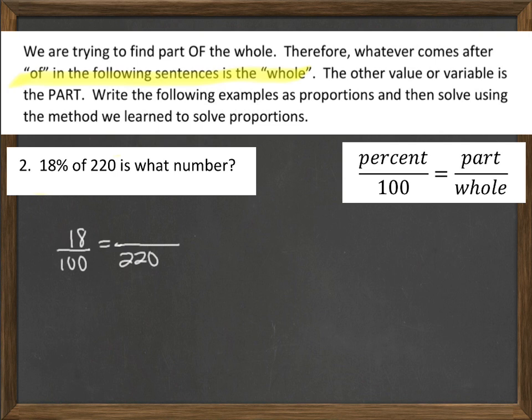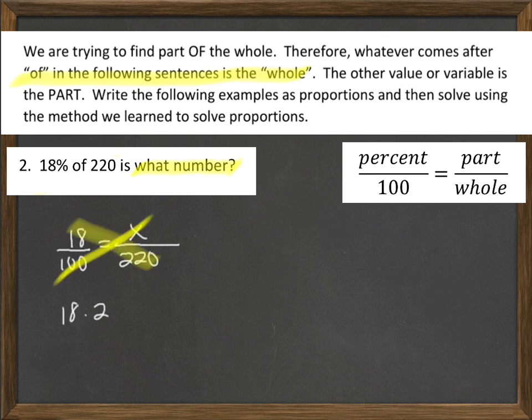Again, we have a missing spot. So what goes in there? Well, it says what number. Remember, that's like a mystery value, so that's where we put our variable. That's what we're trying to find. Now we have our proportion set up, so just like last time, we can cross multiply and solve.